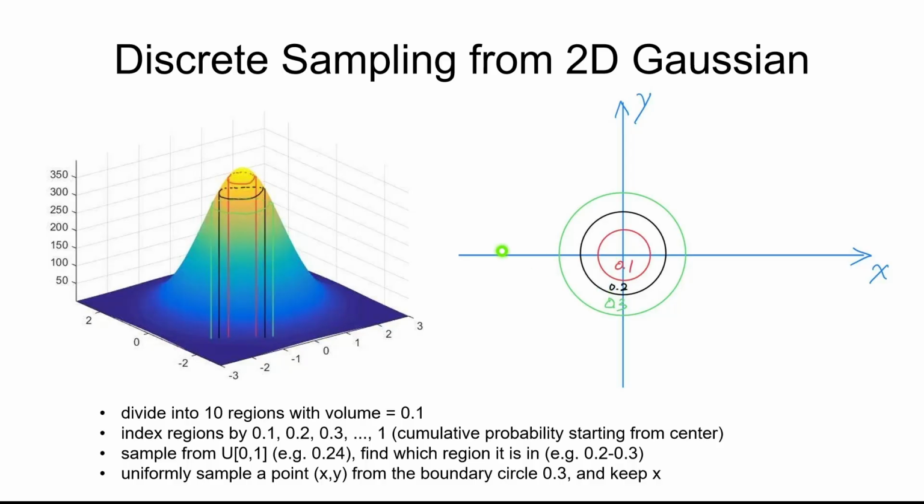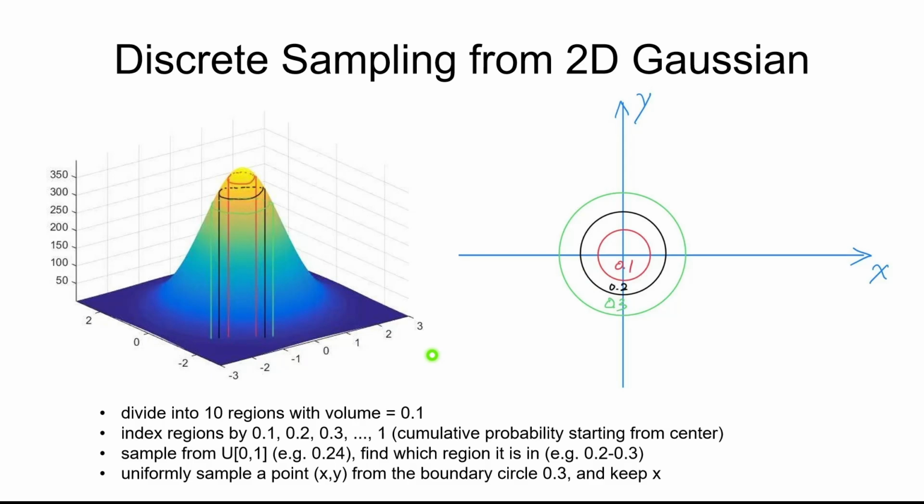And we want to make sure that the volume between this black boundary and red boundary is 0.1 as well, which means that the volume within this black boundary is 0.2. And we can do the same thing for the region between the black and green. We want to make sure that the region between the black cylinder and the green cylinder is 0.1, which means the volume enclosed by this green boundary is 0.3.